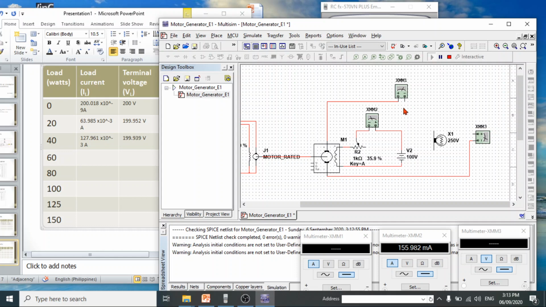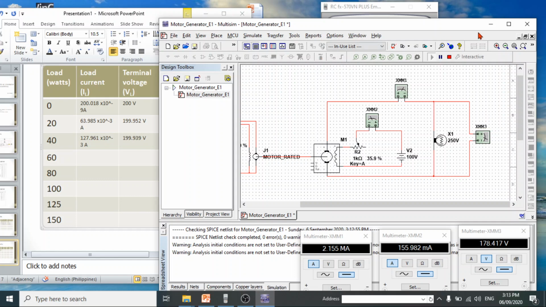So the 200.0018 nanoampere is actually the current drawn by the voltmeter. Due to the internal resistance of the meter, which is very high, it draws only a little amount of current.